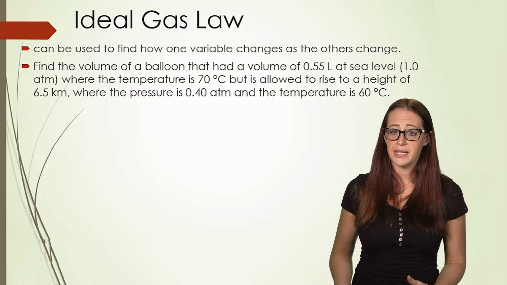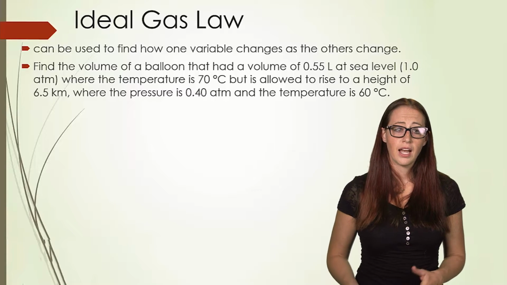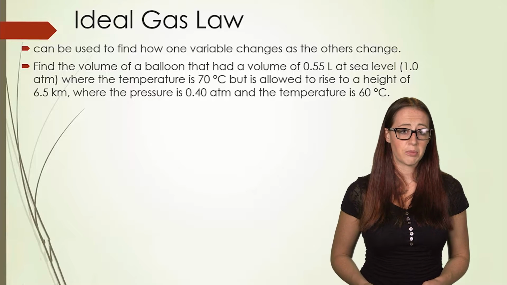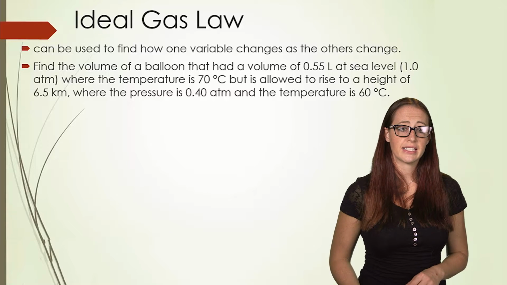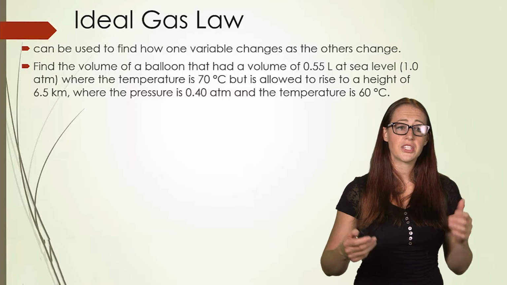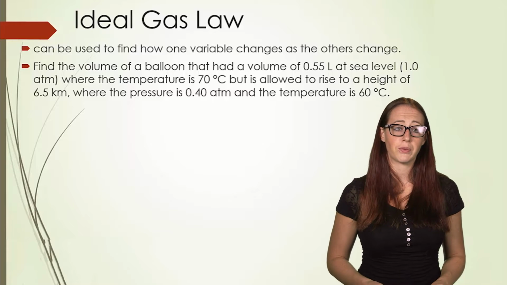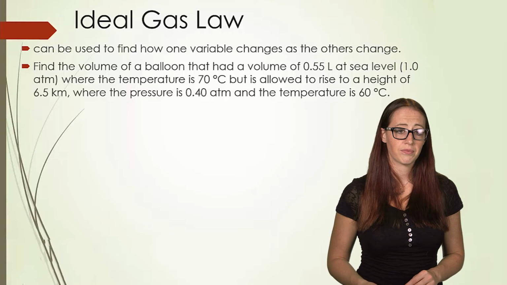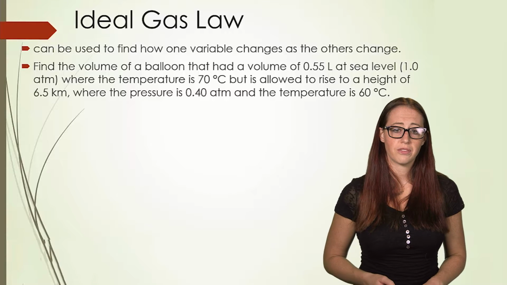We are going to solve it in a minute, but for now, just notice what is happening in the problem. I say, find the volume of a balloon that had the volume of 0.55 liters at sea level, where the temperature was 70 degrees Celsius, but is allowed to rise to a height of 6.5 kilometers, where the pressure is 0.40 atmospheres and the temperature is 60 degrees Celsius. So our pressure changed and our temperature changed.